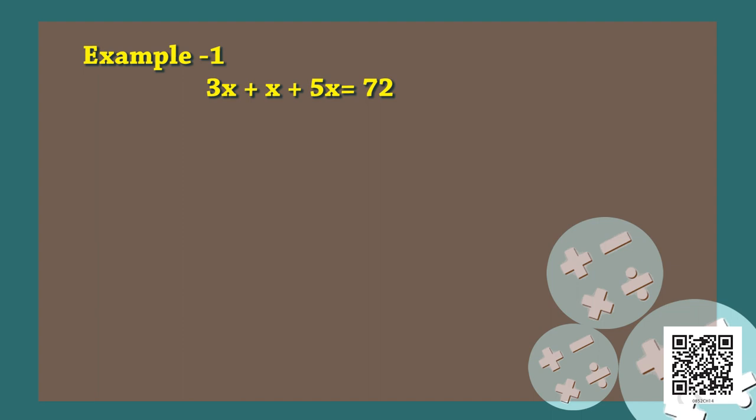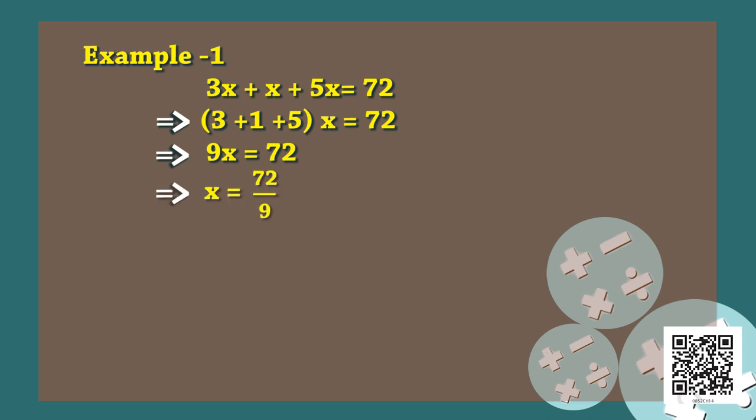3x plus x plus 5x is equal to 72 becomes (3 plus 1 plus 5)x is equal to 72, that becomes 9x is equal to 72. Therefore, x is equal to 72 by 9, that is equal to 8.